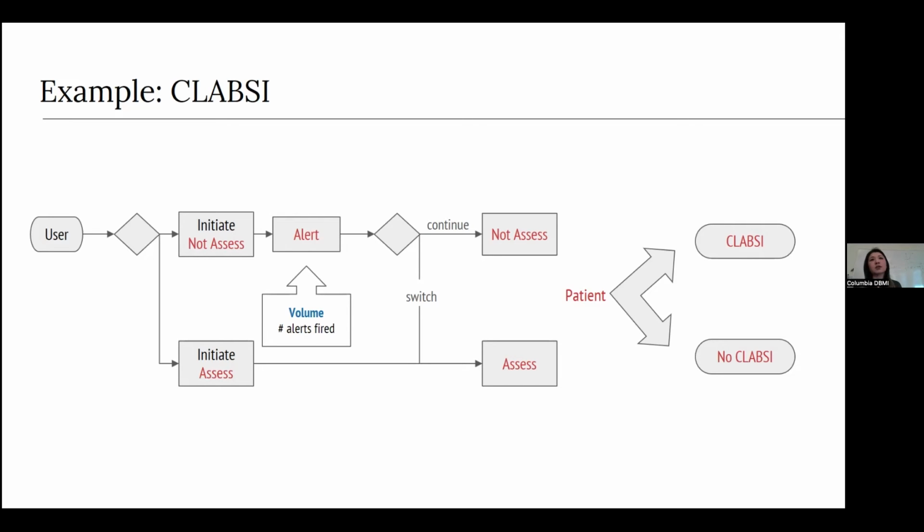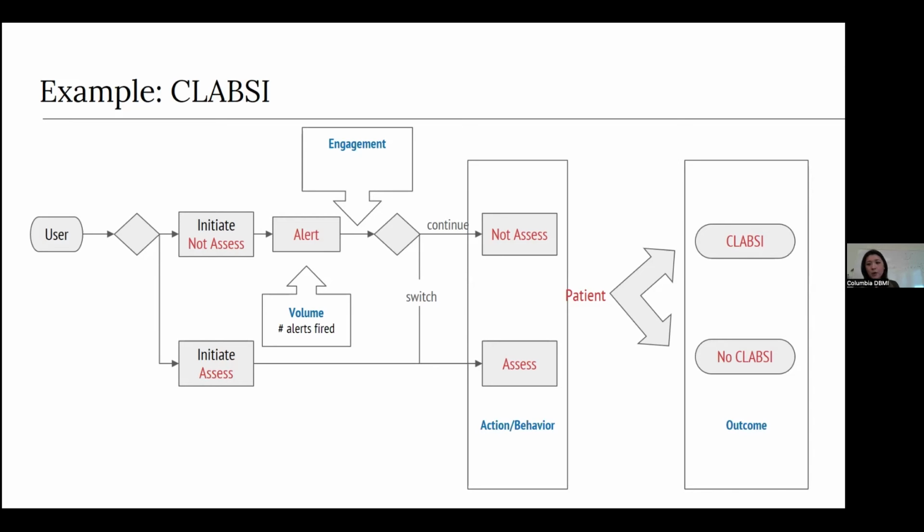But because we know that this activity was imposed for a reason, such as reducing CLABSIs, shouldn't we also look at how effective or impactful this activity is? And so to do that, we want to look at ways to measure what happens downstream. So the first step, which is sometimes captured, is engagement. So how effective is the activity at even getting the users to engage with this decision point?